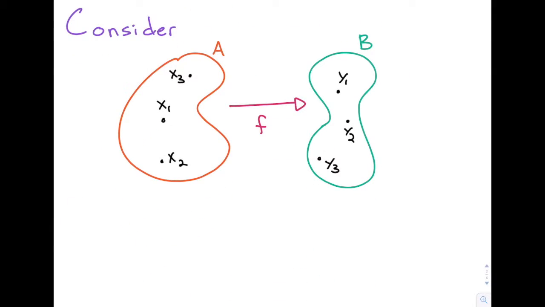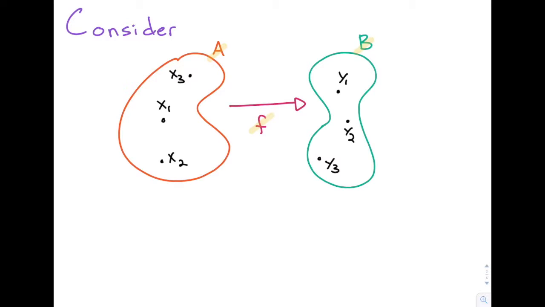So first consider we have a function f with domain A and range B. Domain A has a collection of x values, x1, x2, and x3, and the range B has a collection of y values, y1, y2, and y3.